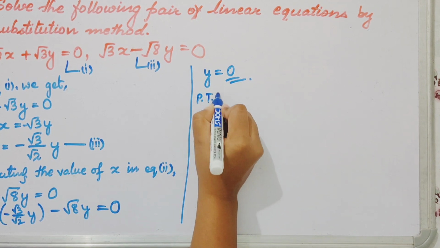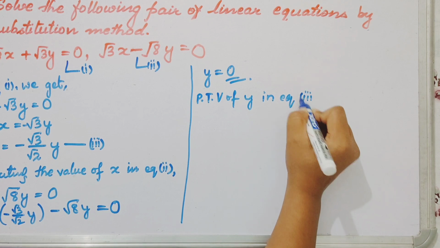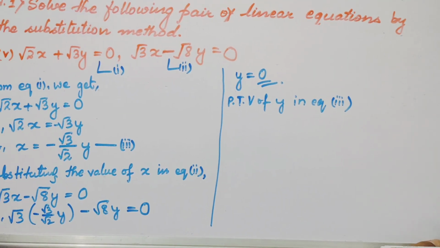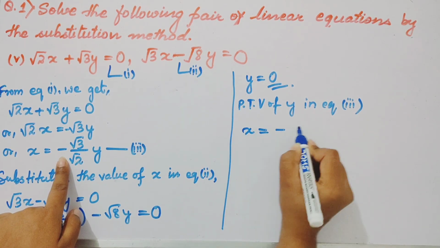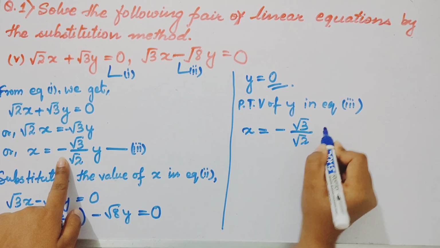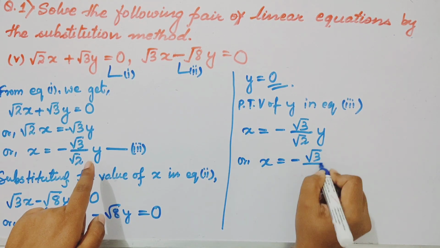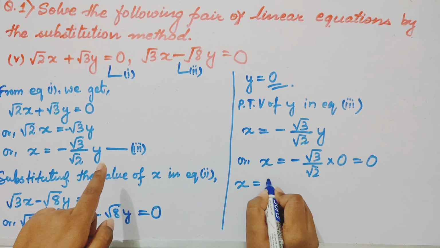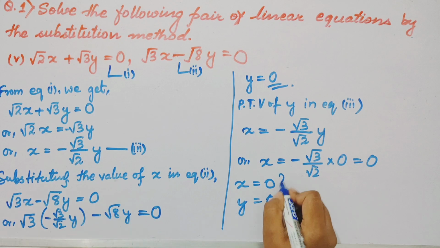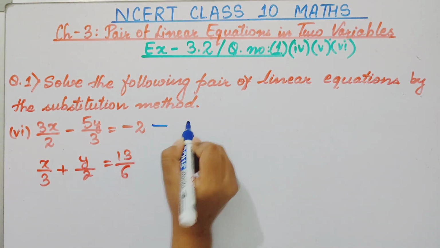We got y equals 0. Now putting the value of y in equation 3. Which is equation 3? This one, which we have calculated. x equals minus root 3 by root 2 y, or x equals minus root 3 by root 2 into 0, which is 0. So we got x equals 0, y equals 0, which is the answer. Let's move to the last question of this part. This is the last question.